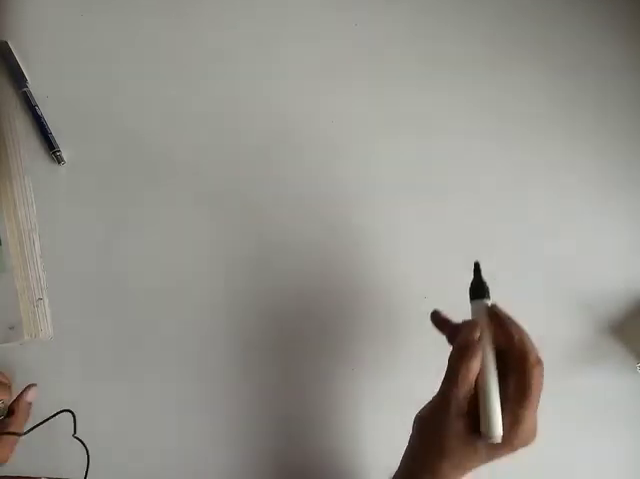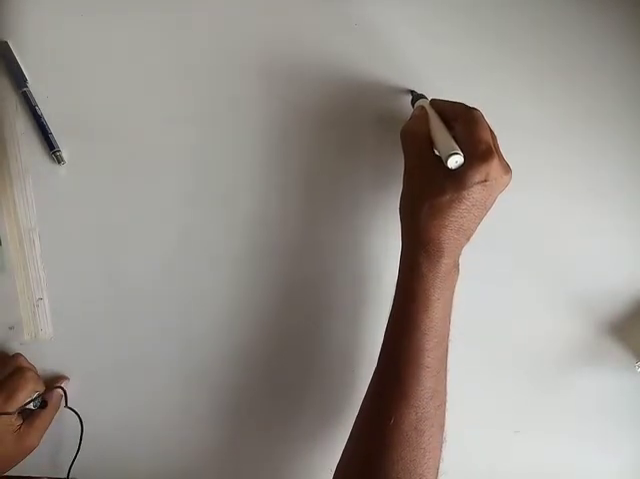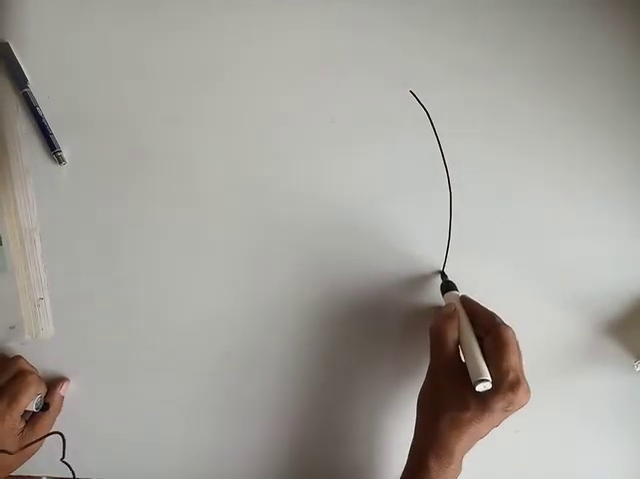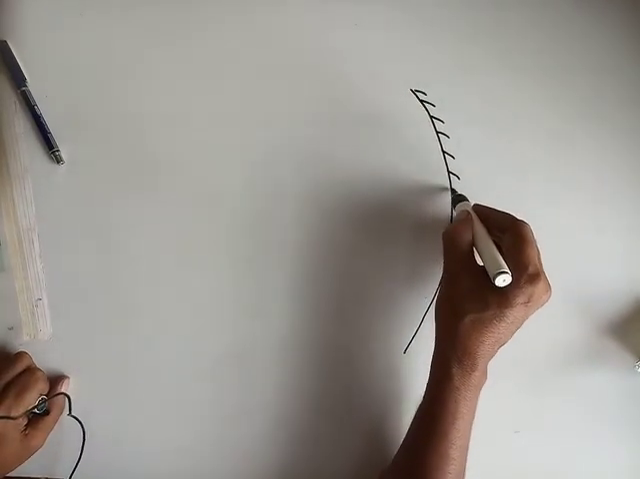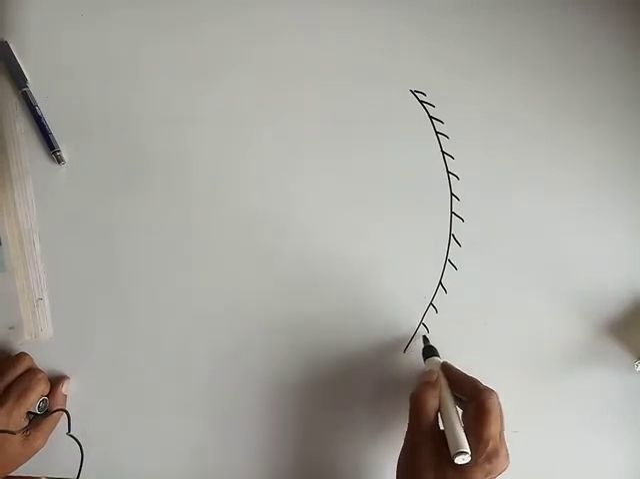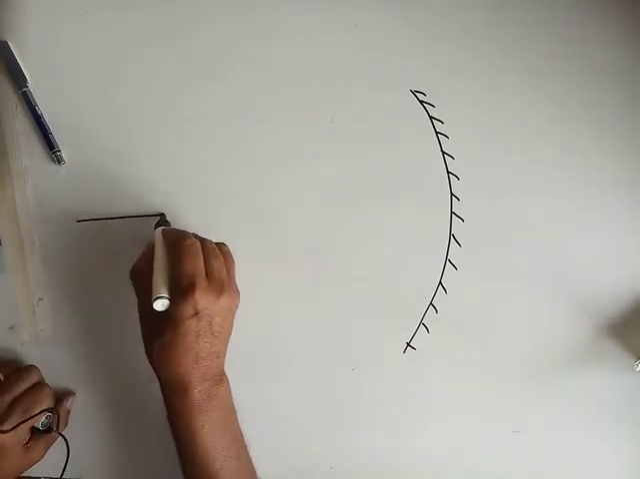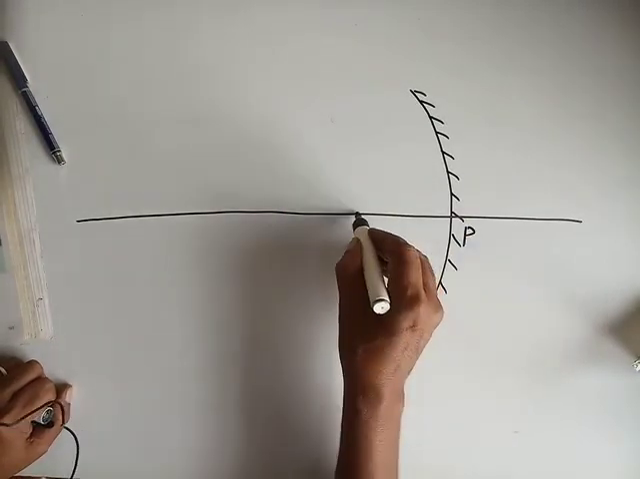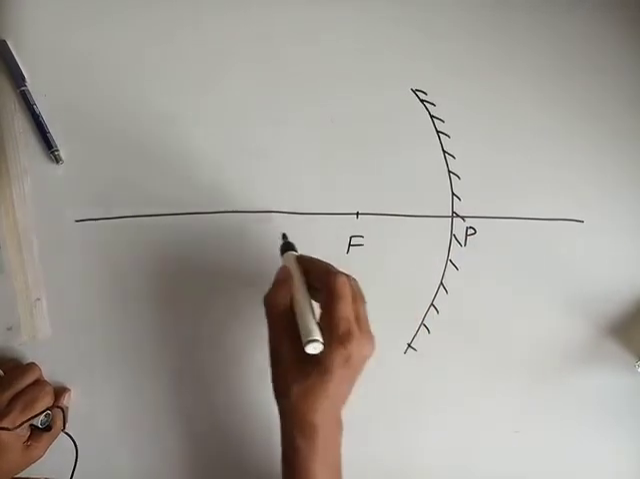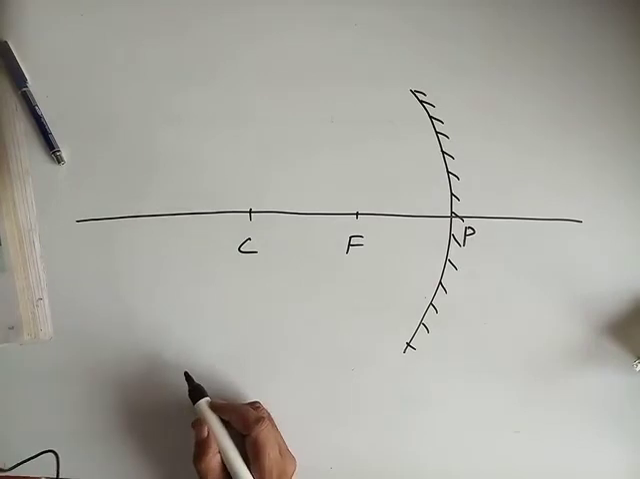Now I'm going to explain when the object is kept on C. This is the mirror here, and the object is kept at C. It is like this. This is the principal axis. This is the pole, this is the focus, and this is the center of curvature.